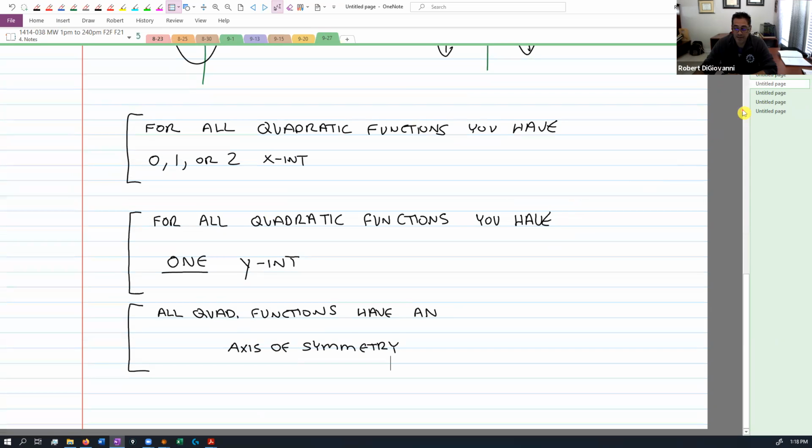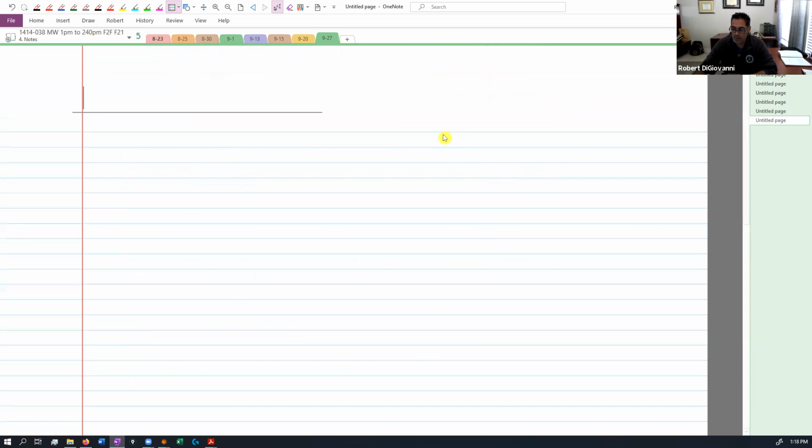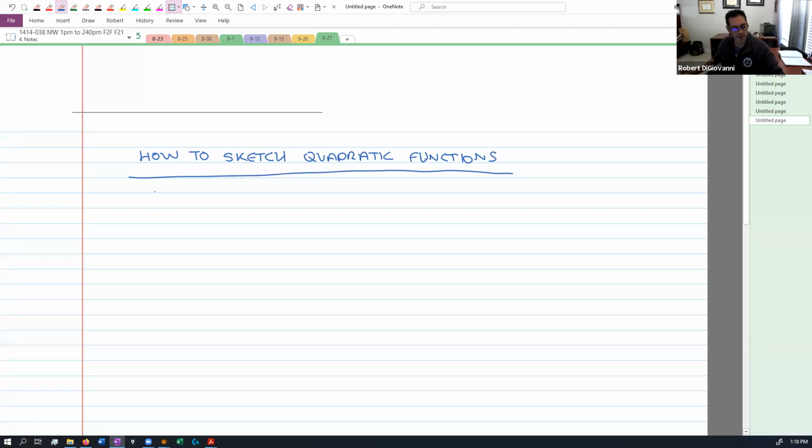All right, so let's get to how we are going to graph this. Here is a set of steps for how to sketch quadratic functions. The first step we're going to do is determine if it opens up or down.